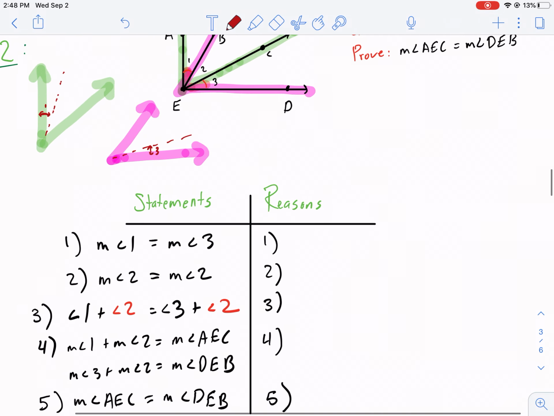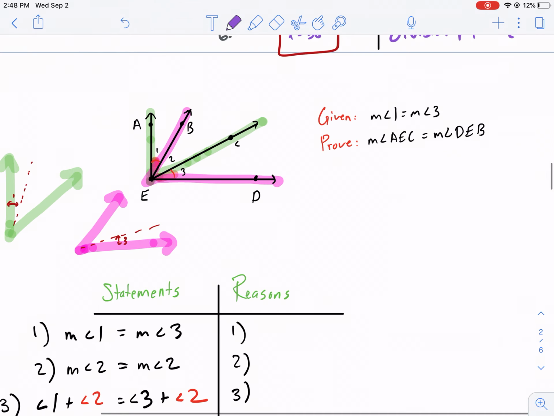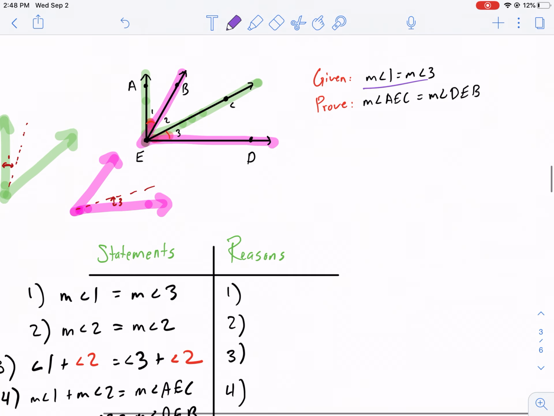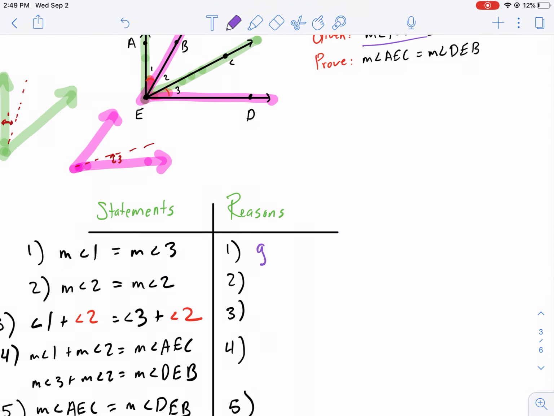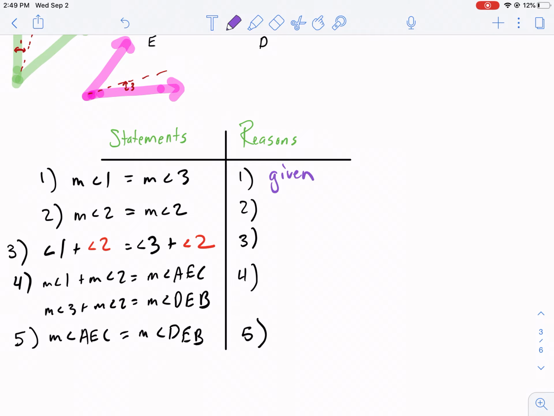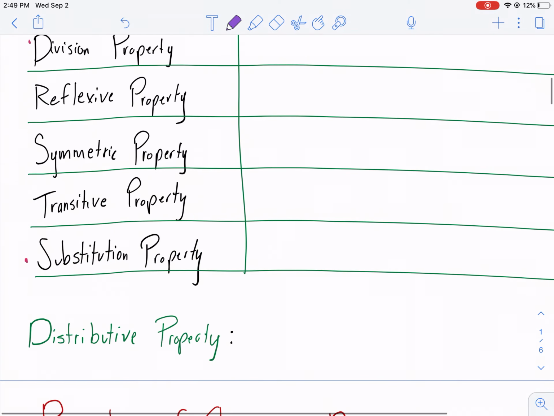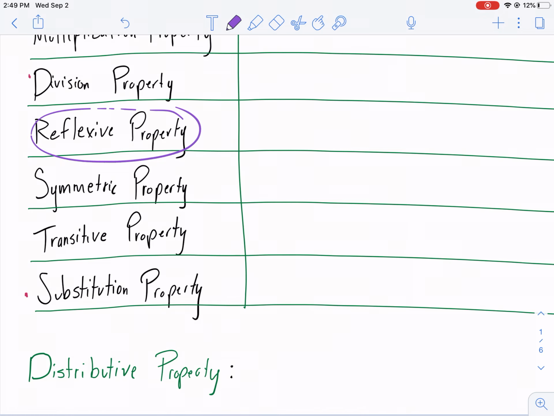Now let's start. Statement: angle 1 is equal to angle 3. Well, look here, given. Angle 1 is equal to angle 3, so we can write given here. That's easy. It told us in the problem. There has to be some given information, and that's what it gave us. This is the weird one: measure of angle 2 is equal to measure of angle 2. If you go up here, that's what we had for the reflexive property. It's like looking in the mirror. I think you had A equals A, and I said in part 1, it's like looking in the mirror.